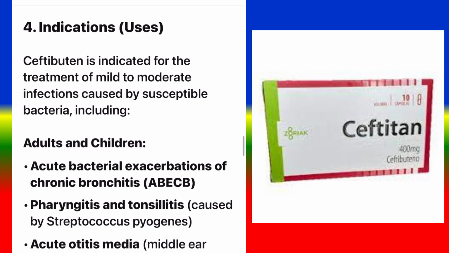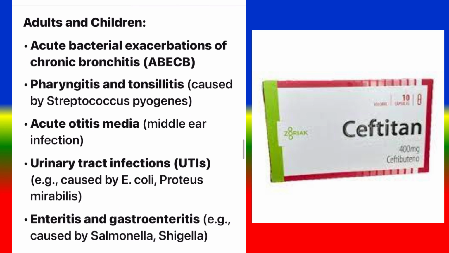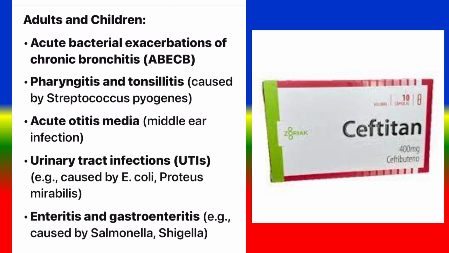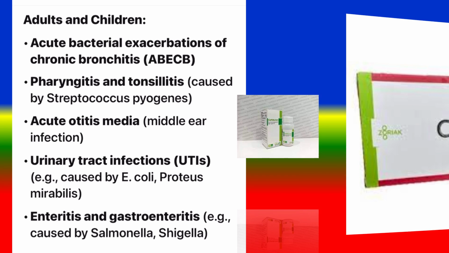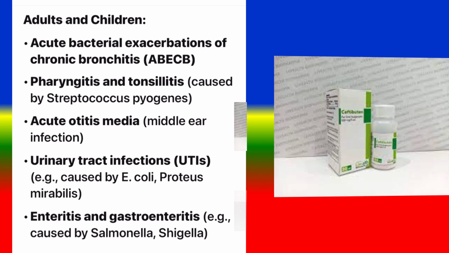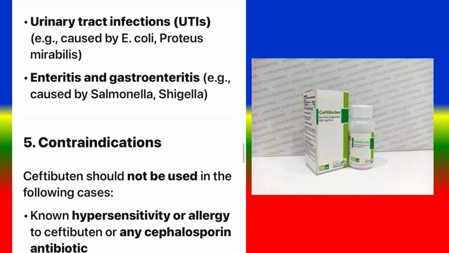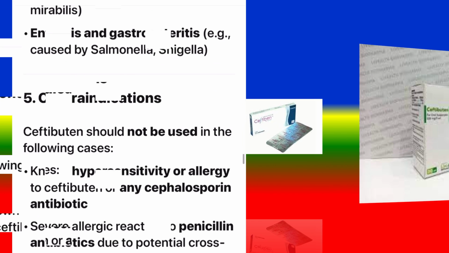4. Indications, uses. Ceftibuten is indicated for the treatment of mild to moderate infections caused by susceptible bacteria, including, in adults and children: acute bacterial exacerbations of chronic bronchitis, ACB; pharyngitis and tonsillitis caused by Streptococcus pyogenes; acute otitis media, middle ear infection; urinary tract infections, UTIs, e.g. caused by E. coli, Proteus mirabilis; enteritis and gastroenteritis, e.g. caused by Salmonella, Shigella.